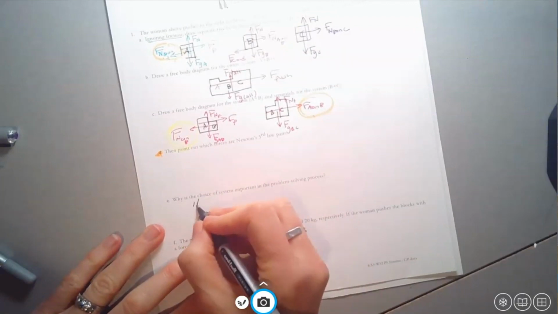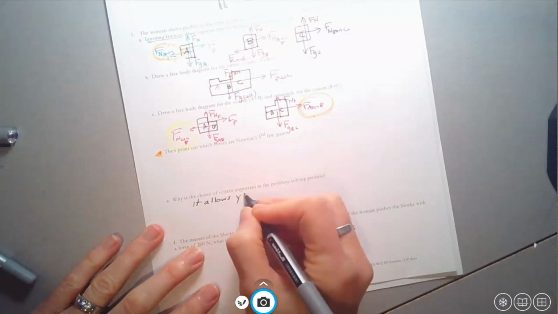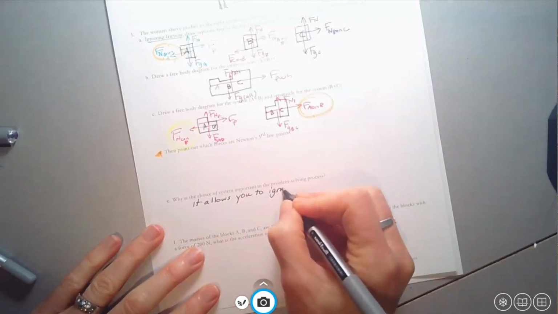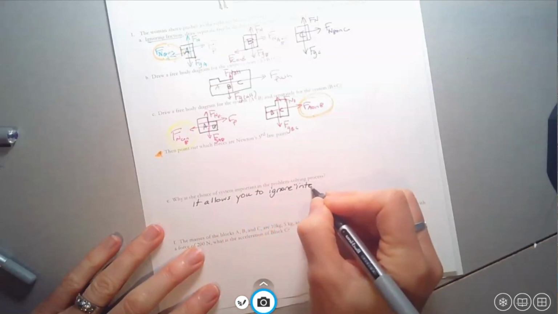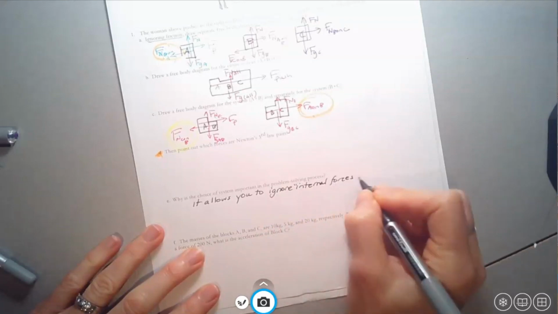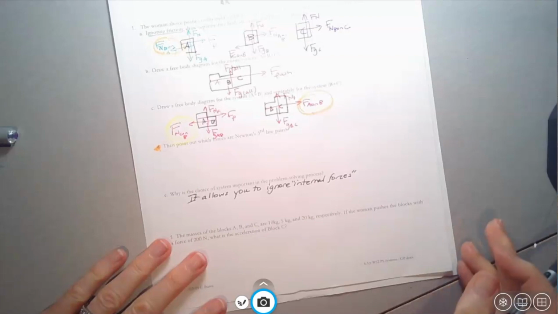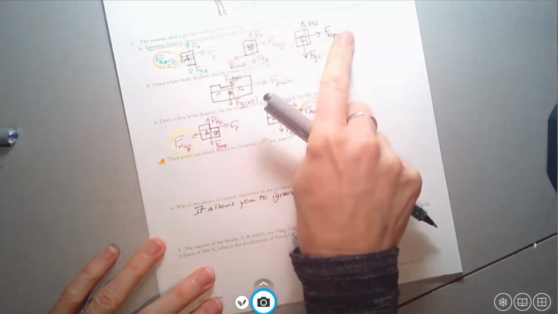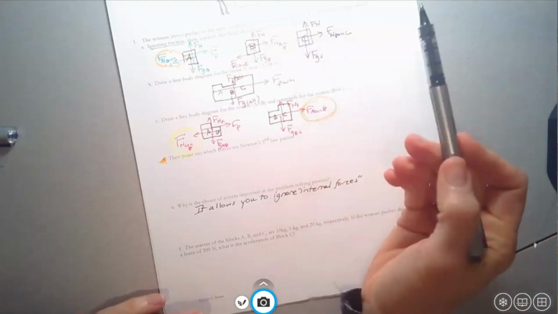Why is the choice of system important in the problem-solving process? It allows you to ignore what you're determining to be internal forces. And hopefully you see that this whole idea of what's internal versus what's external is very subjective. So choosing the system is a strategy. You will get the same exact answer if you use these three separately or together, but it depends on what information you're given and what you have to solve for. If I want you to solve for the force of B on C, well, you have to break it up.